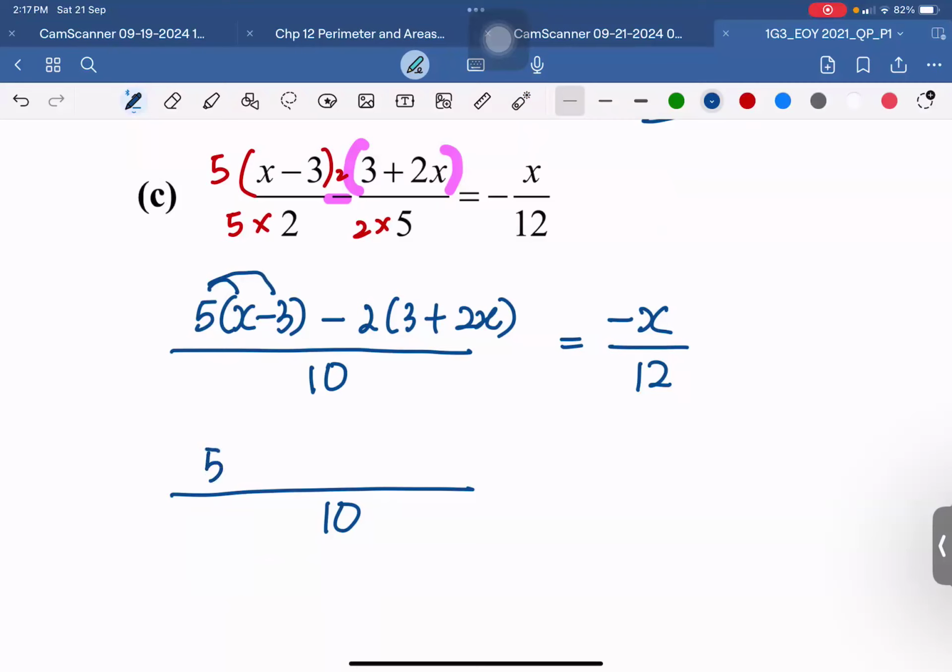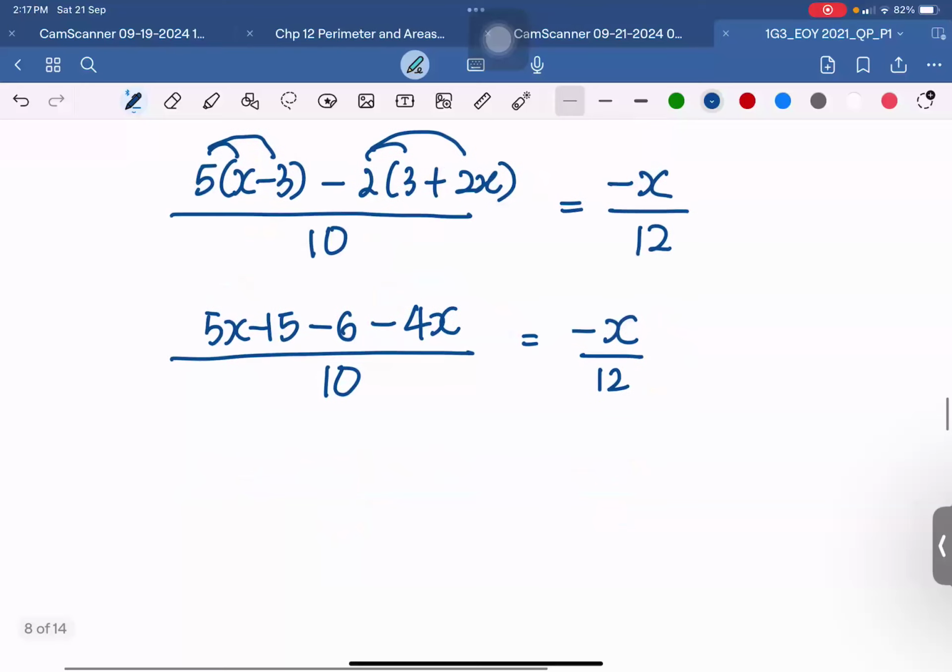5x minus 15. Correct. Very good. The next one: negative 6 minus 4x. Wonderful. Okay, thank you. So I'll keep this as negative x over 12, and then before we do anything, we simplify.